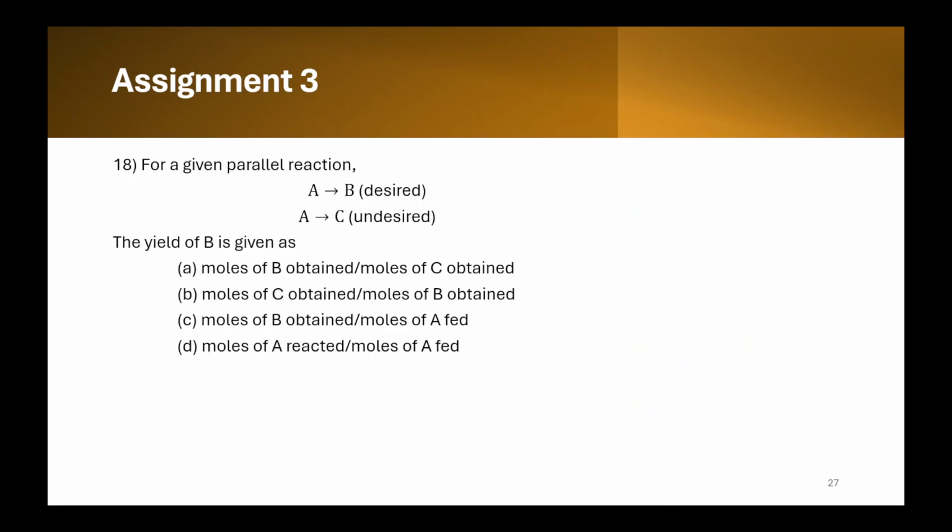Now, next question. For a given parallel reaction, A giving B desired, A giving C undesired. So C is undesired, B is desired. So the yield of B is given as the amount of B in output upon the moles of A fed. So this is the correct option here.